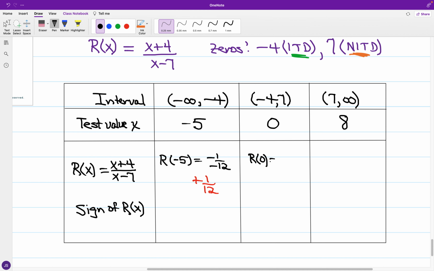And for r of 0, you have 0 plus 4 over 0 minus 7, and that's going to be automatically -4/7. And in the case of r of 8, you have 8 plus 4 is 12, 8 minus 7 is 1, so you have a positive 12-to-1 ratio.